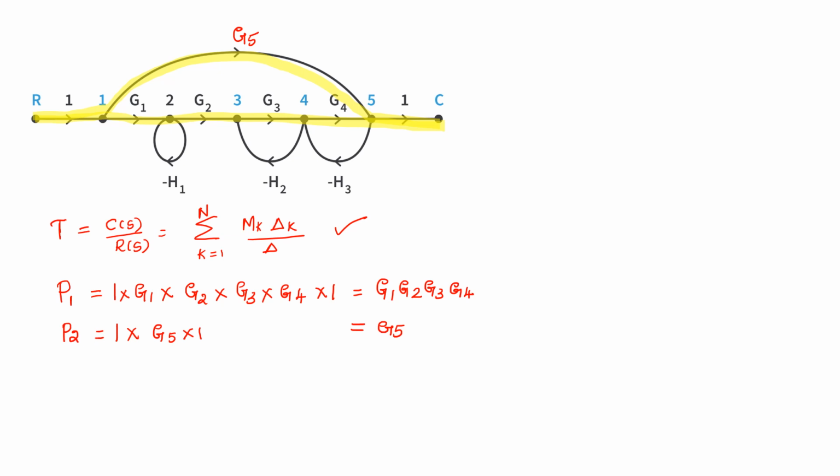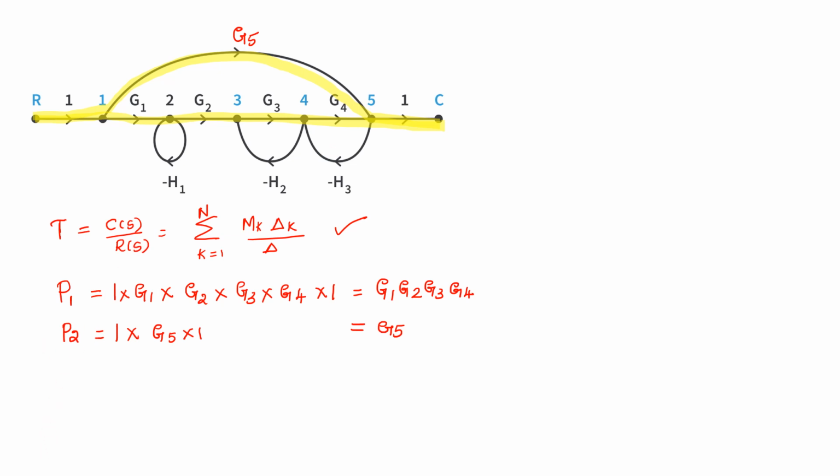After finishing this, I am going to find out the individual loops. The first one is this loop, starting at node number 2 and ending at node number 2. Next, this loop starts at node number 4 and ends at node number 3. And next, this loop starts at node number 4 and ends at node number 4, that is loop number 3. So we have 3 individual loops, loop 1, loop 2 and loop 3.